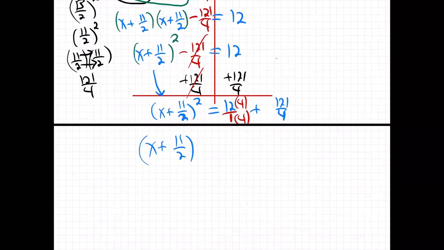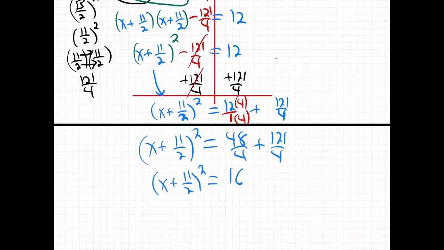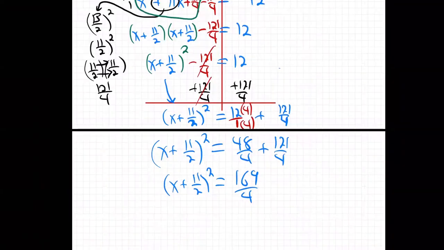This is a lot of fraction work, isn't it? It's good practice. So that's going to be what? 48 over 4 plus 121 over 4. See how I multiplied that top and that bottom by 4? And then we'll come on down, x plus 11 half squared. Add these up, 169 over 4. You add those together. That's part A. We finally finished part A.